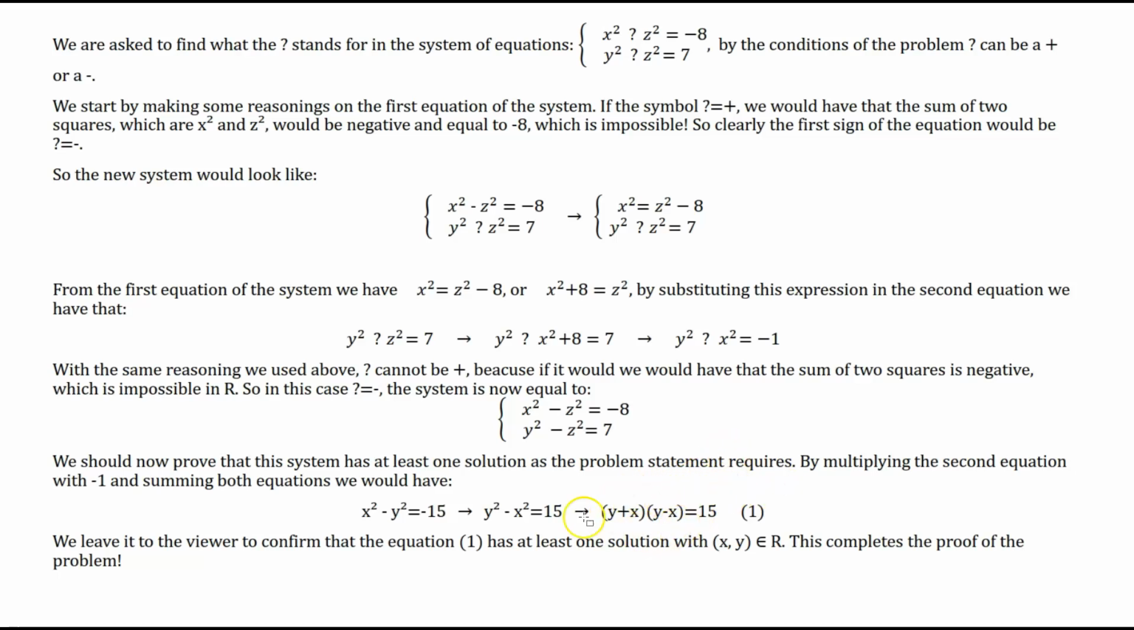Now we will leave it to the viewer to confirm that equation number 1 has at least one solution with real numbers. A little help would be the fact that, given that on the left hand side there are two factors, we can divide 15 also in two factors on the right hand side. So by determining that both question marks are equal to a minus, and that the given system of equations has at least one solution in the set of real numbers, this concludes the proof of this problem.